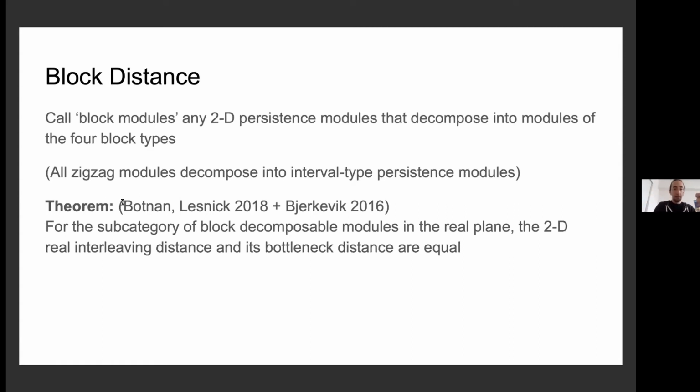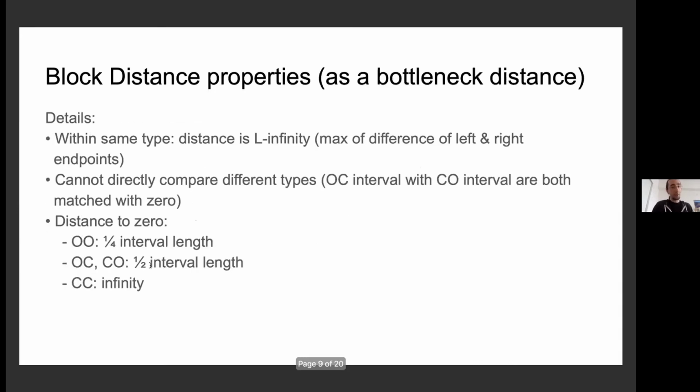And their initial result plus a follow-up, the dates look odd because this was first mentioned in a preprint, but this is the publication date, with Bierkovic, confirmed that in fact this distance, this projection by con extension followed by interleaving distance, also is isometric. The block distance and its induced bottleneck distance are equal. So that's great. What does it look like in practice?